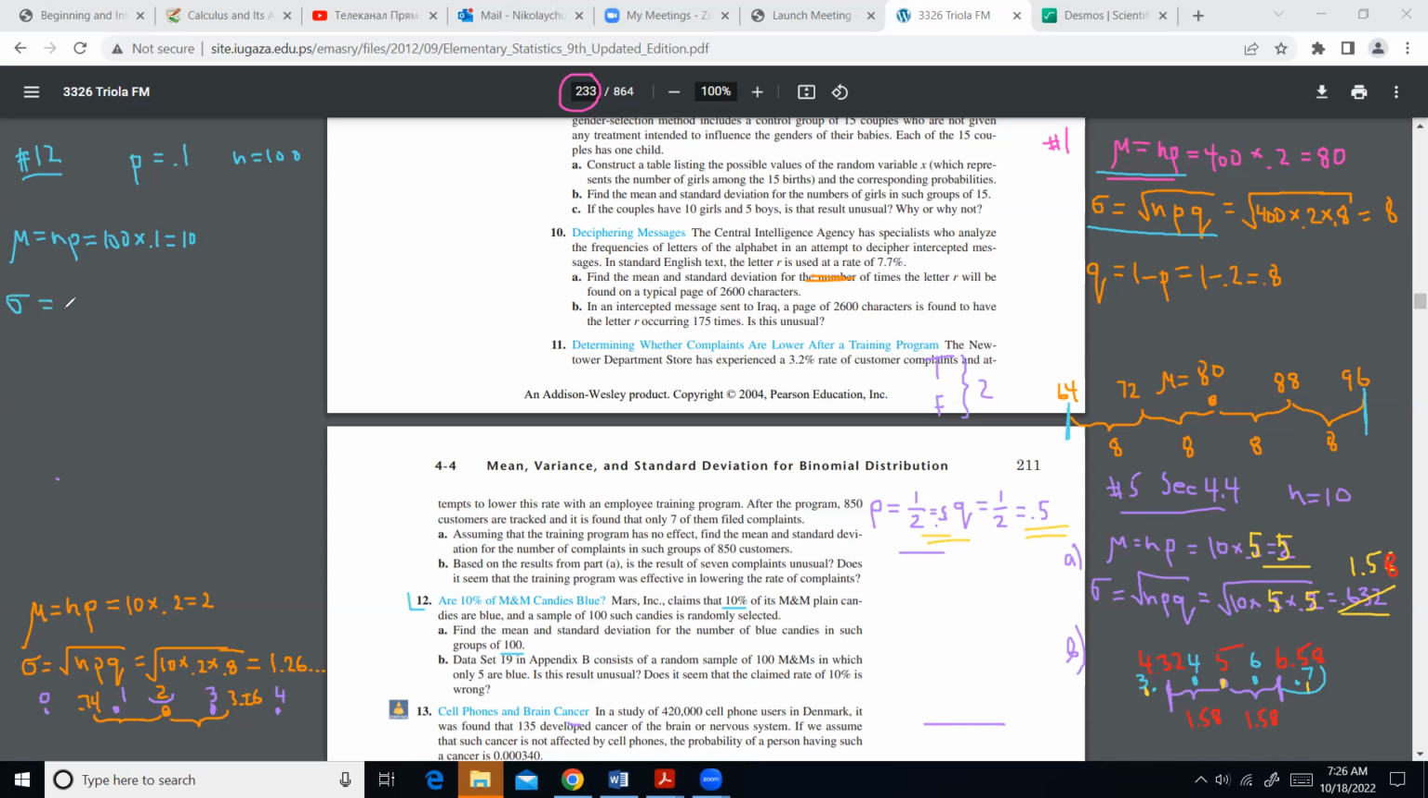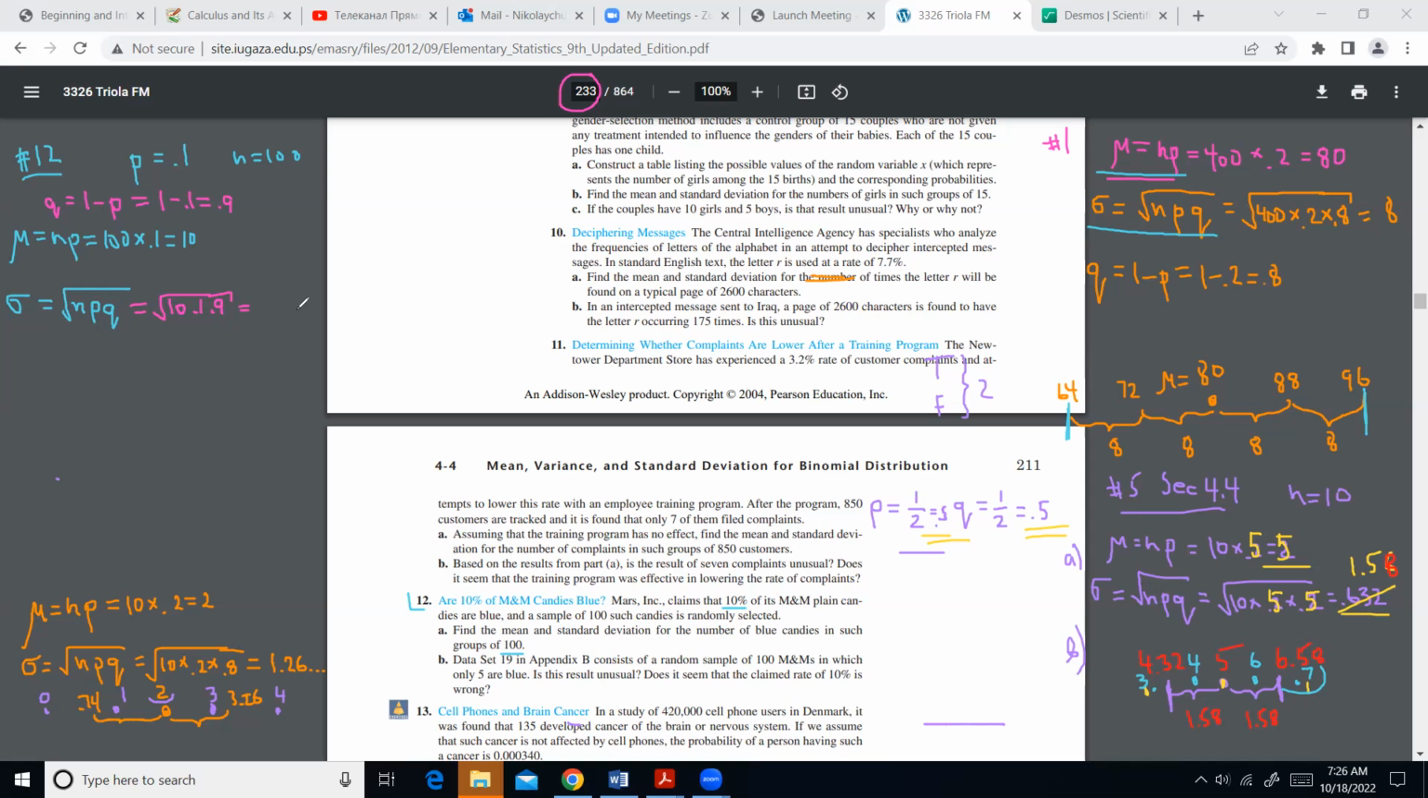But of course, it's not always going to be 10. We already know it. So it's square root of npq. So I need a q in order to find the standard deviation. So q is going to be 90%, right? So 10% of candy is blue and the rest is not blue. So 90% of candy is not blue. Okay, so let us calculate standard deviation. So multiply by 0.1 and I multiply by 0.9. So I should do this carefully.